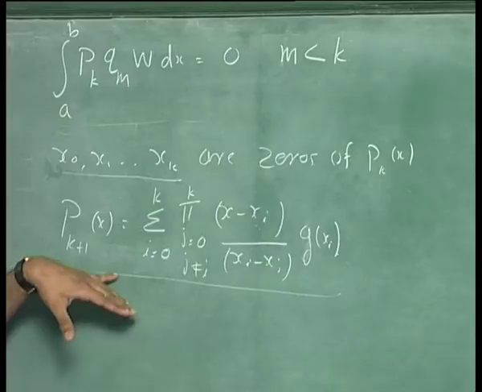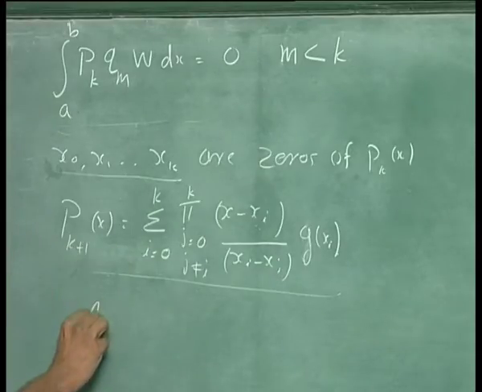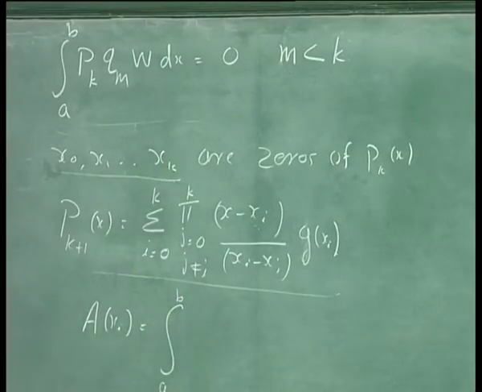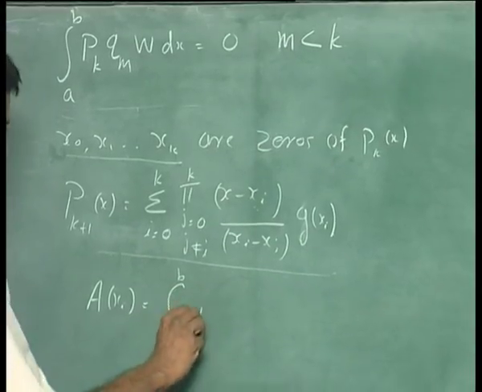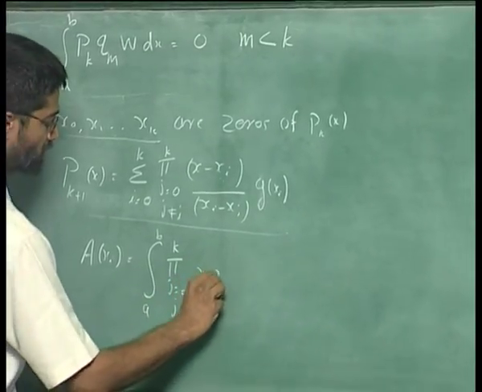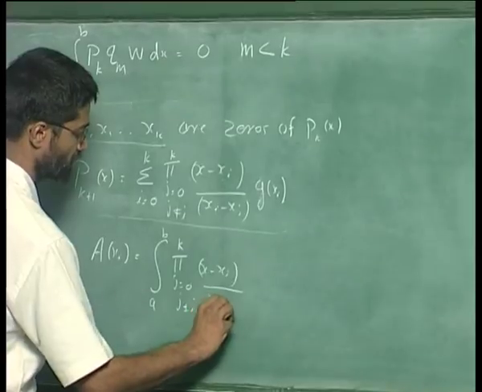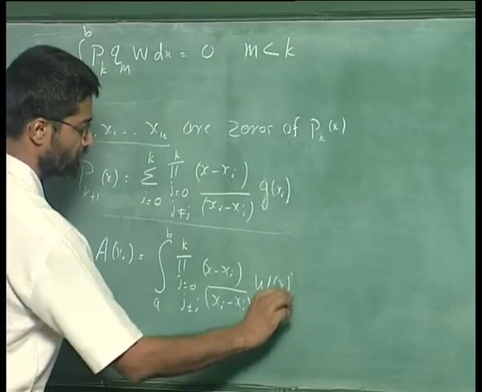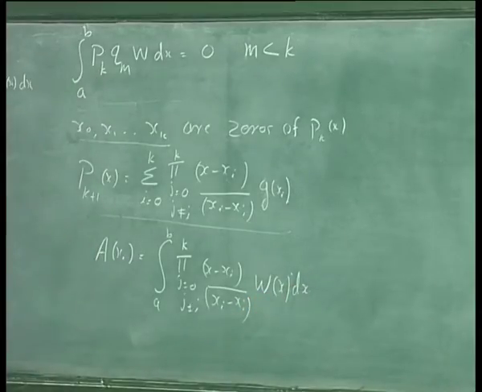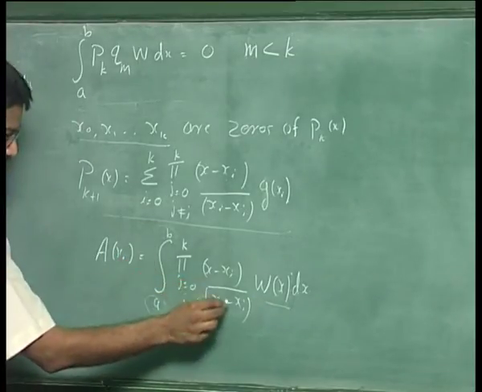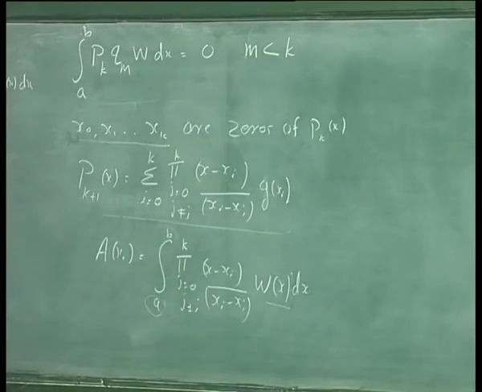So, we will construct the weights by just integrating this quantity. We will construct the weights a of xi as the integral from a to b. Now, the limits are fixed by what we are going to use there, okay, of the product over j going from 0 to k, j not equal to i, of x minus xj divided by xi minus xj, times whatever the w is, w of x dx, okay, that gives us the weight. So, this quantity, the limits and these xi's will be determined by whether we use Gauss Legendre, Gauss Hermite, or Gauss Laguerre.